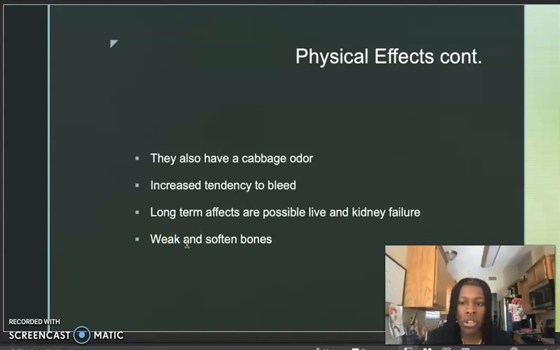Some other physical effects are that they also have a cabbage odor and an increased tendency to bleed. Long-term effects are possible, like liver and kidney failure, and weak and softened bones.